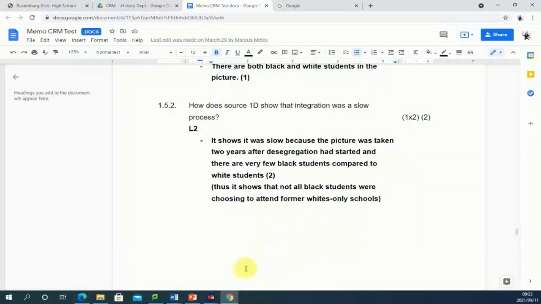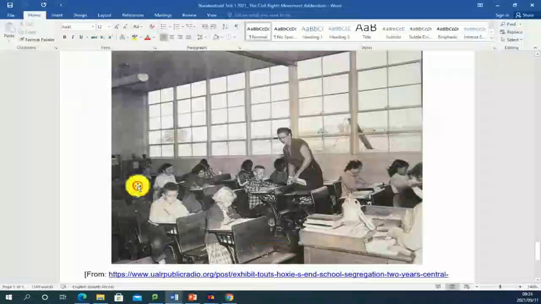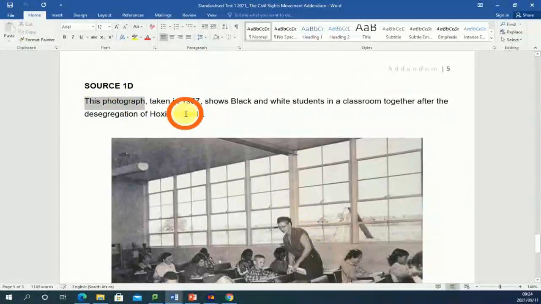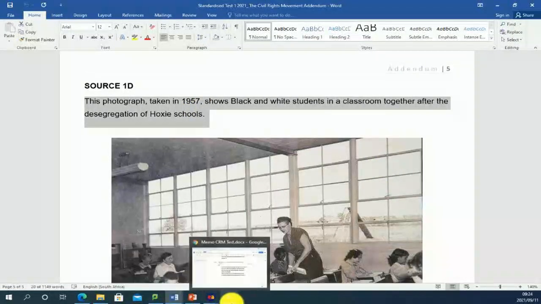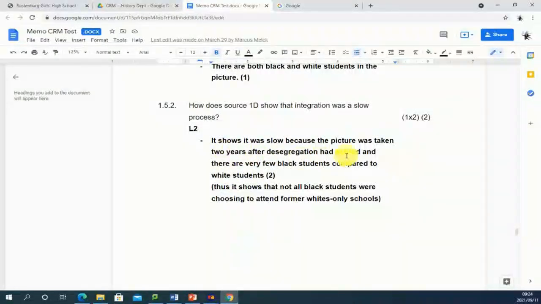Now, this is why I have told you that this information is important. I'm able to answer that question based on the date, 57. Okay? Because of the date. Alright, so it shows it was slow because the picture was taken 2 years after desegregation had started, which is 1955. And there are very few black students compared to white students. Thus, it then shows that not all black students were choosing to attend former whites-only schools.